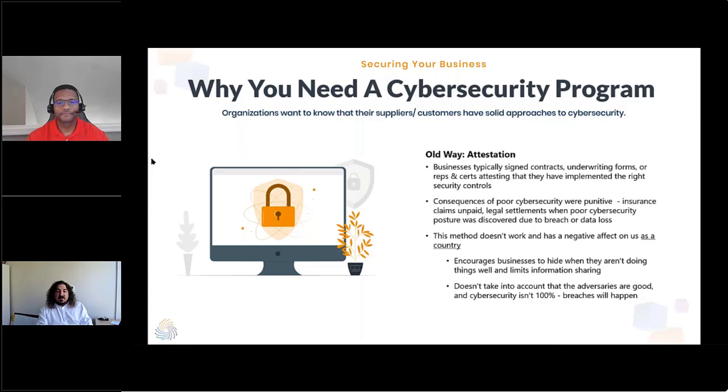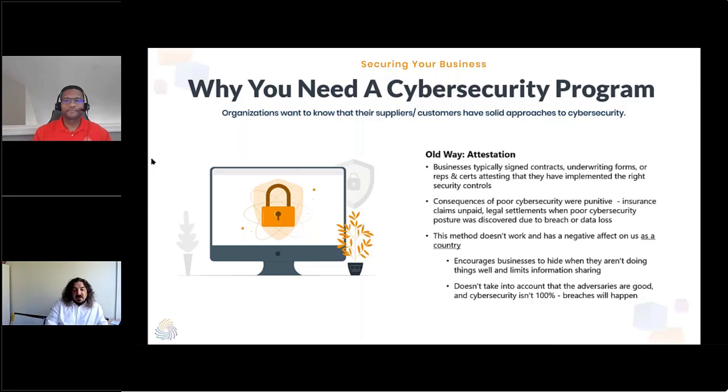But the other problem with it is this: it encourages the hiding of information, right? Don't really tell people what you're doing. Don't really tell people if you have a problem. Don't really tell people what you're seeing and the steps that you're taking to prevent problems and how effective those steps are. And that doesn't really take into account the fact that we're in an adversarial situation.